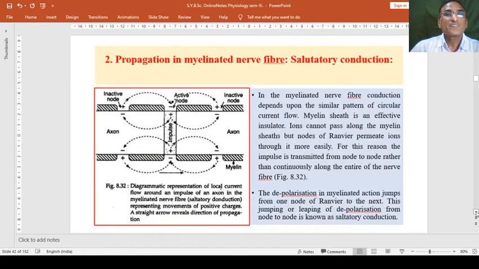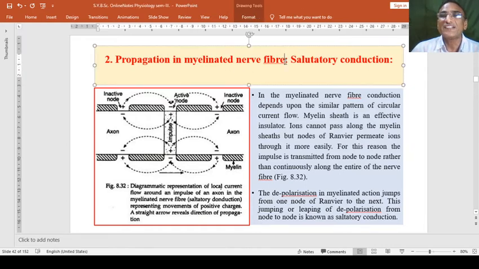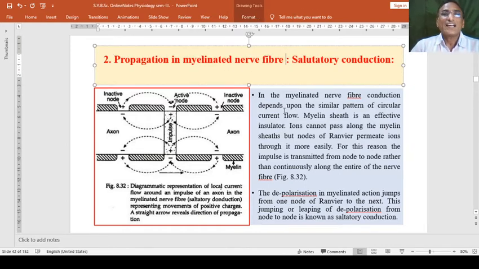Second, propagation in myelinated nerve fiber. Last time we saw non-myelinated fiber. Now we will see myelinated fiber. The propagation and passage of the nerve impulse through myelinated fiber is generally called saltatory conduction of impulse or message.